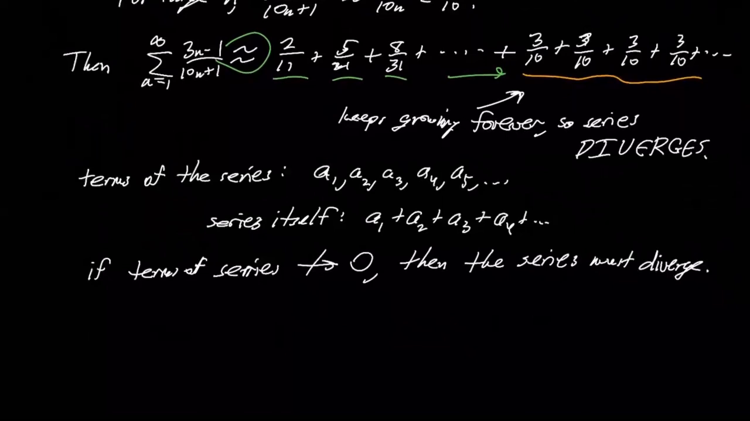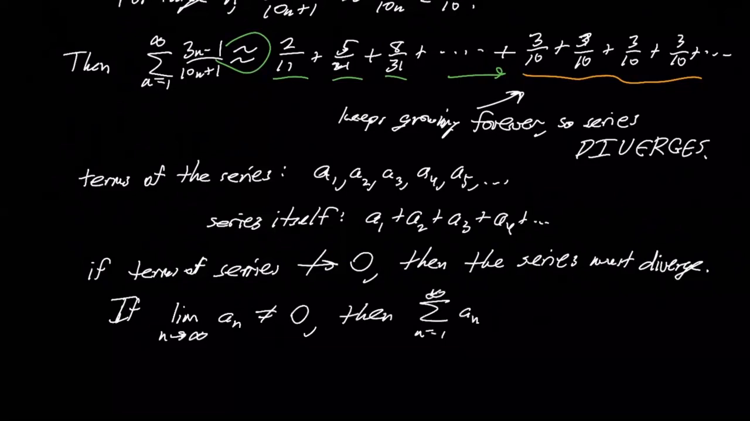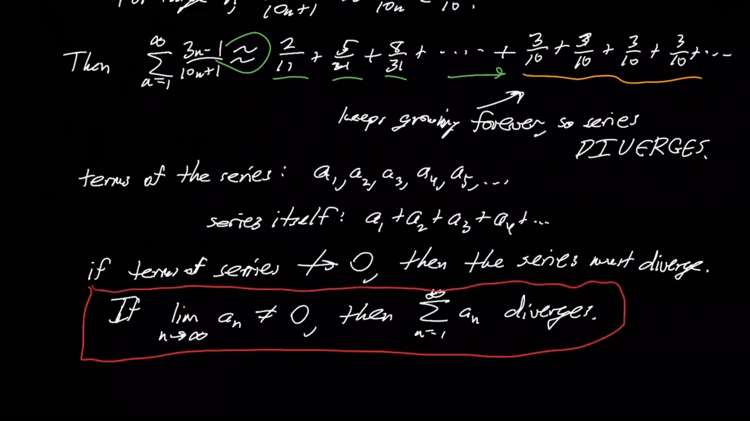Let me be a little more precise about this. What do we mean when the terms of the series don't go to 0? Well, that's a limit, right? It's really the limit as n goes to infinity of a sub n. So what I want to say is that if the limit as n goes to infinity of a sub n is not equal to 0, then the sum from 1 to infinity of a sub n diverges. Right, so that's what's called the test for divergence. This is the more formal way to say it.